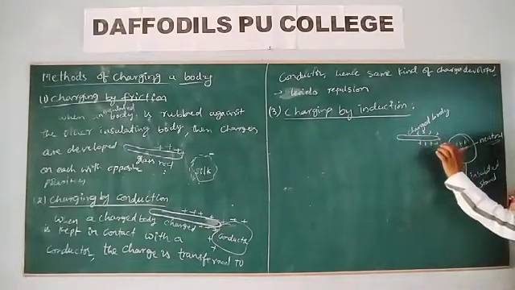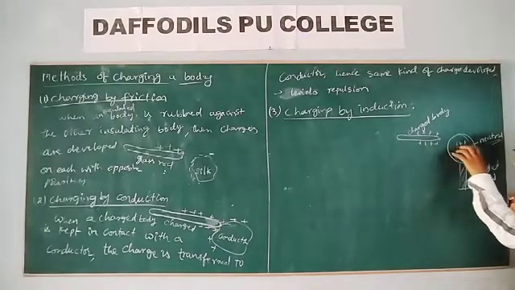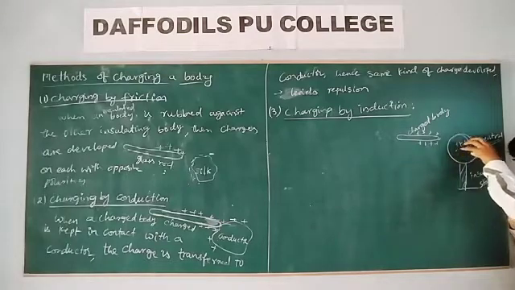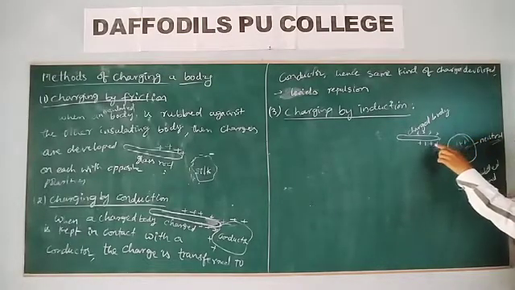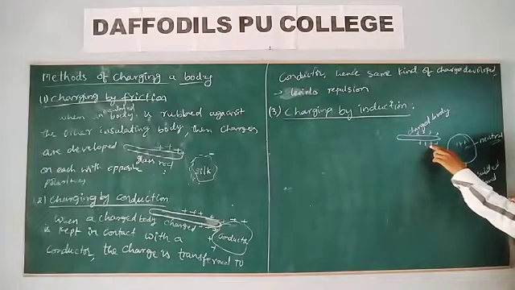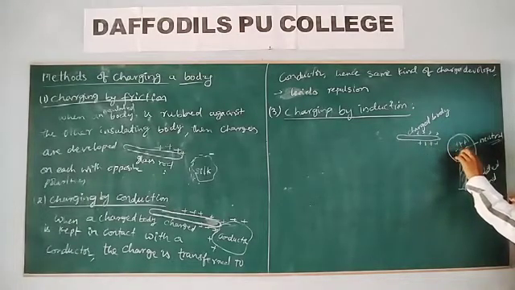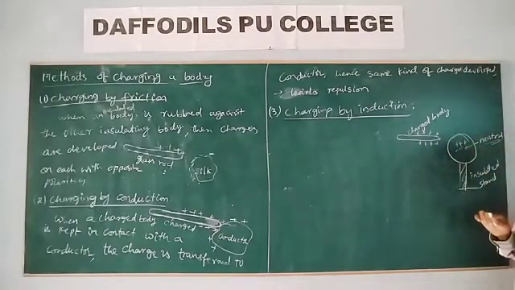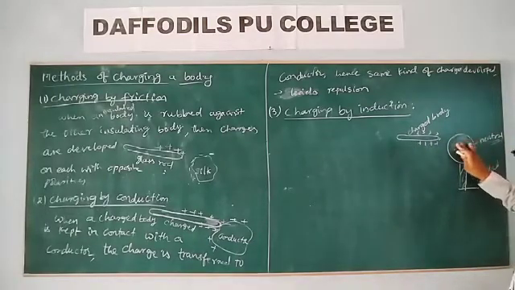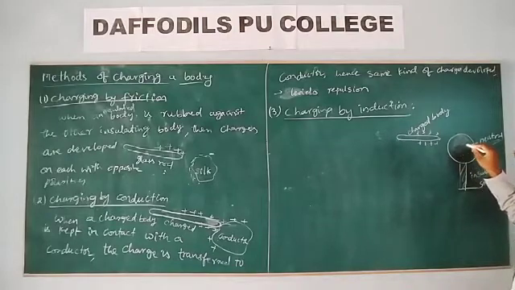Now, whenever we take this positive charged body to a conductor, already electrons and protons are there inside. What would happen? The positive charge will repel the positive charges, but will attract the negative charges. Is it okay? Because of this, the charges already present inside the conductor will be separated.